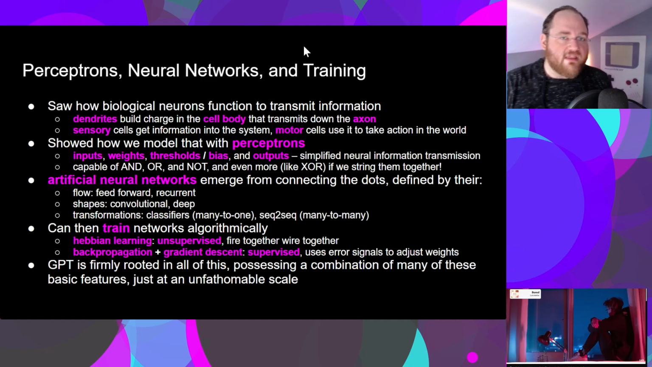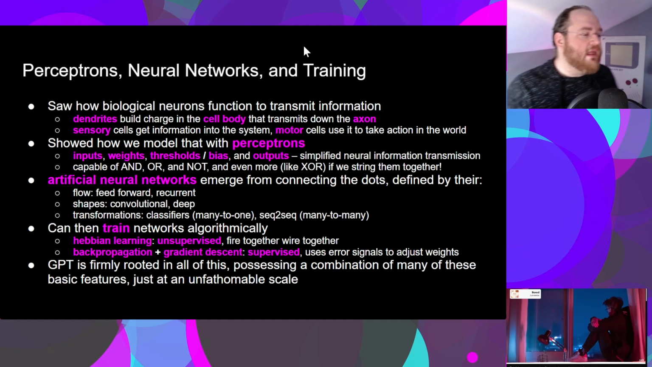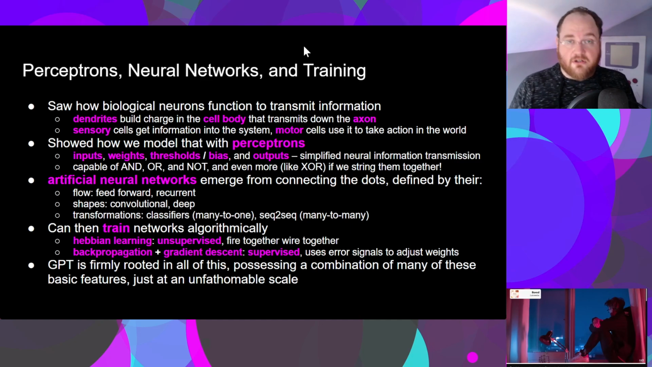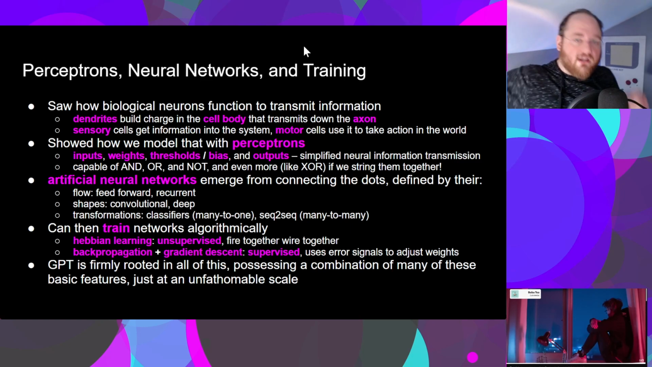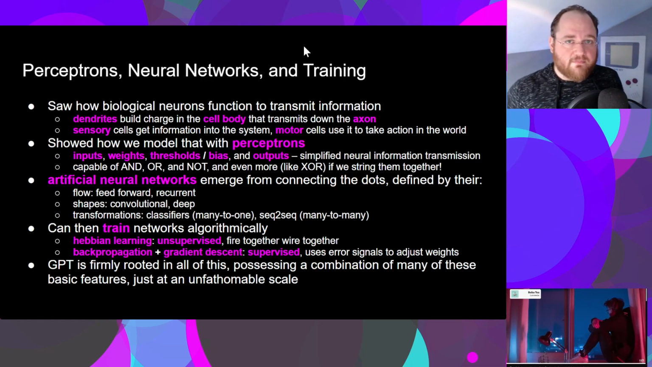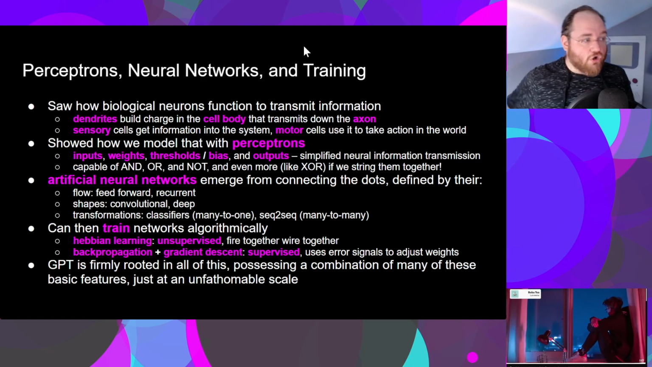And because we don't want to do any of this by hand, we couldn't. It would take an eternity and no one would do it. You can train the networks algorithmically. So Hebbian learning is unsupervised, and it's this idea that the nodes that do fire together will start to wire up together. And then backpropagation and gradient descent is supervised, which is saying, I know the correct answers. I'm going to use error signals of your outputs to go back and adjust the weights that were involved in making the error. GPT is firmly rooted in all of this.